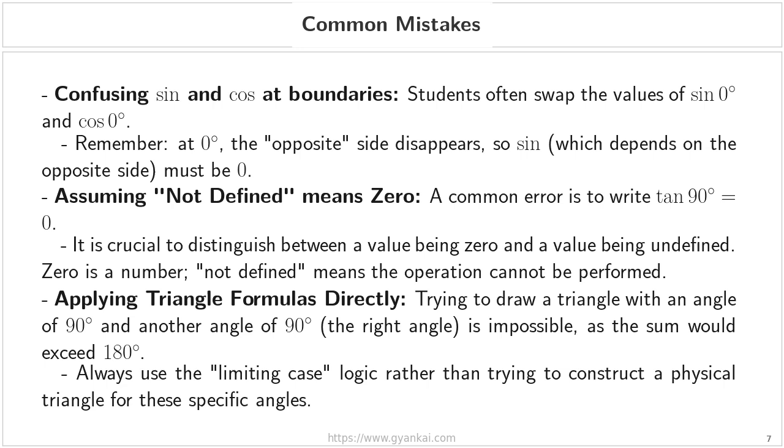Now, before we wrap up today's lesson, I want to touch on some common pitfalls. As we've seen throughout this session, working with the boundaries of 0 and 90 degrees can be a bit tricky, and I've noticed students often run into the same 3 mistakes. If you keep these distinctions in mind, you'll have a much stronger grasp of these trigonometric boundaries.